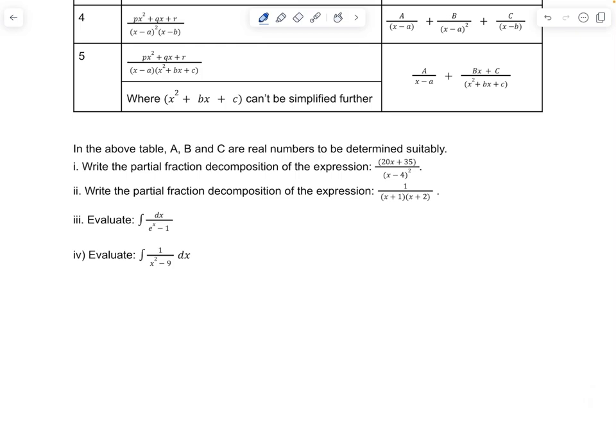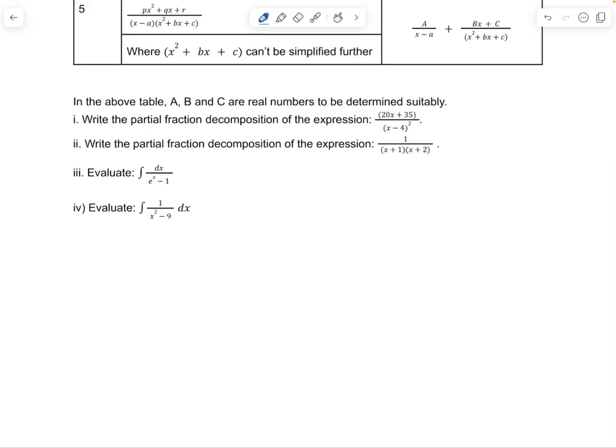After rewriting the integrand, we are not supposed to leave it as A, B, C itself. We have to compare the original form and the decomposed form and get the values for A, B and C. Question 1. Write the partial fraction decomposition of the expression 20x plus 35 upon x minus 4 the whole square.